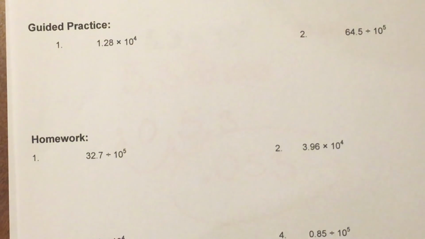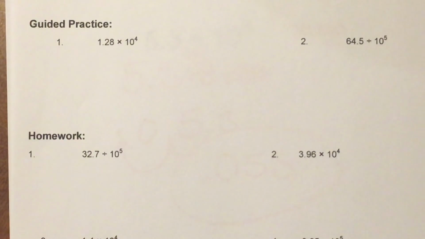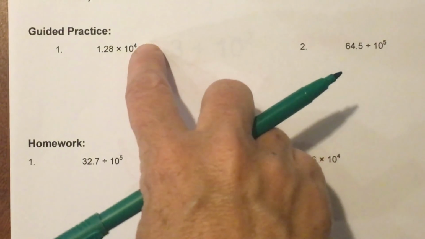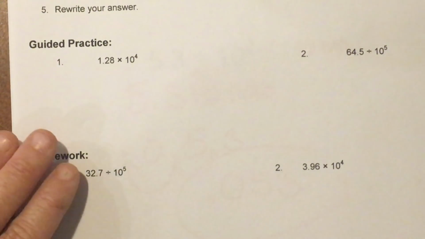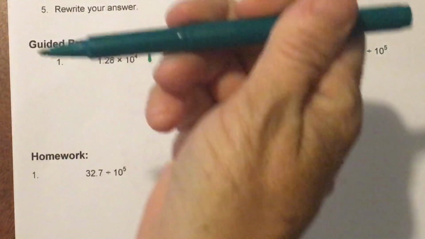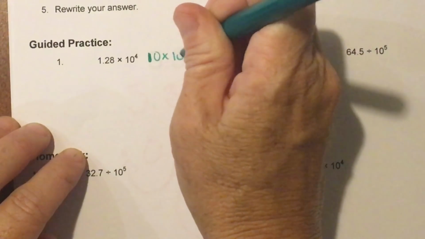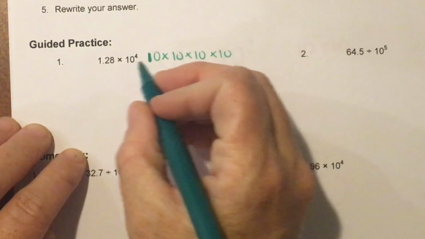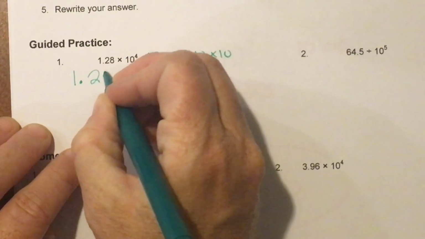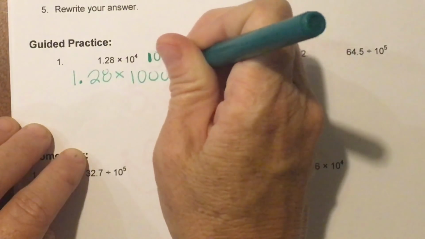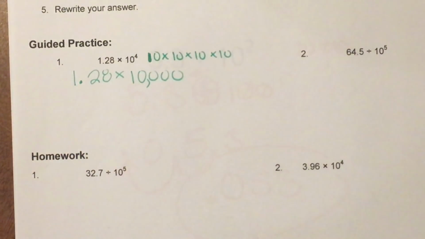Okay, my first one is 1 and 28 hundredths times 10 to the 4th power. So we're first going to get rid of this 10 to the 4th power. So 10 to the 4th power means 10 times 10 times 10 times 10. Okay? Or I can remember that it means there's going to be 1, 2, 3, 4 zeros. And then it's just what we've been working on.